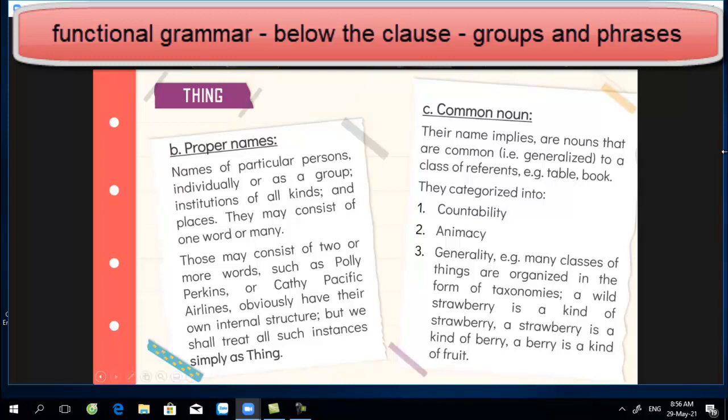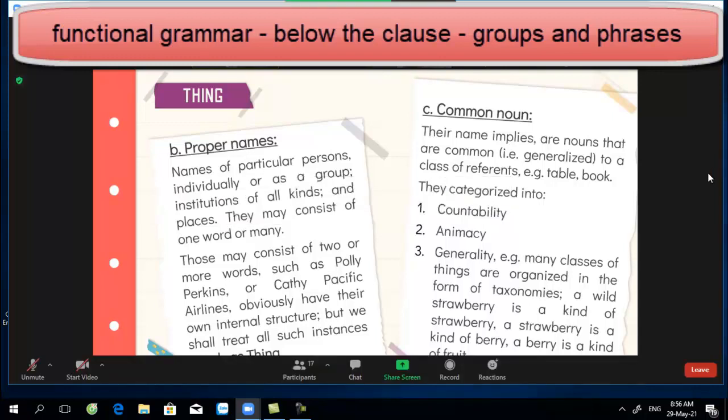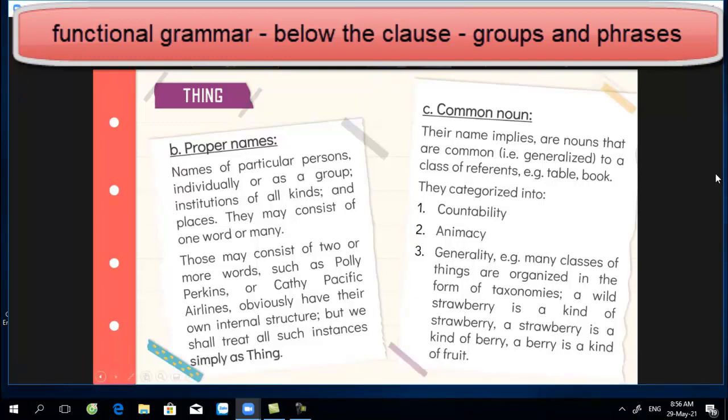And about common nouns, their name implies nouns that are common, for example, table, book, and they are categorized into countability, animacy, generality. For example, many classes of thing are organized in the form of taxonomies, so a strawberry is a kind of berry, and a berry is a kind of fruit.